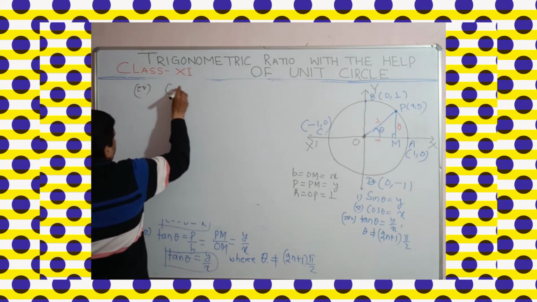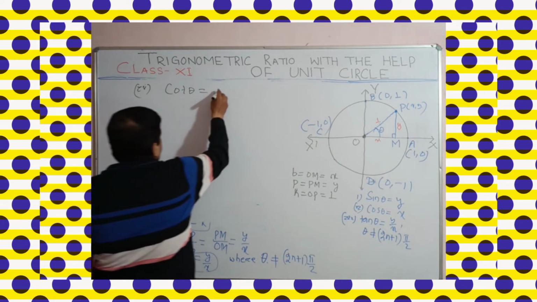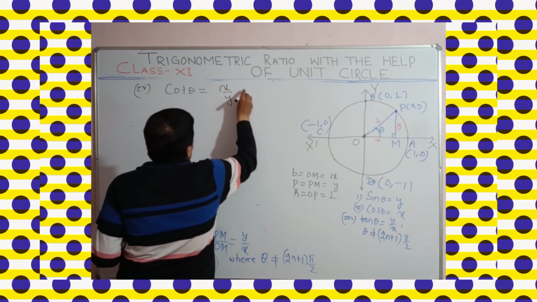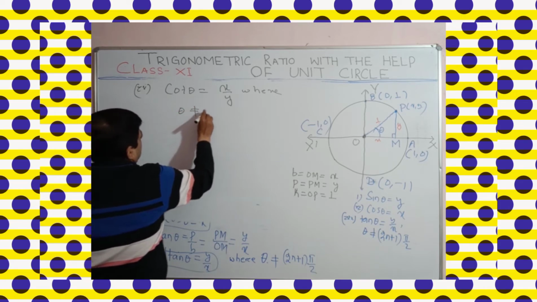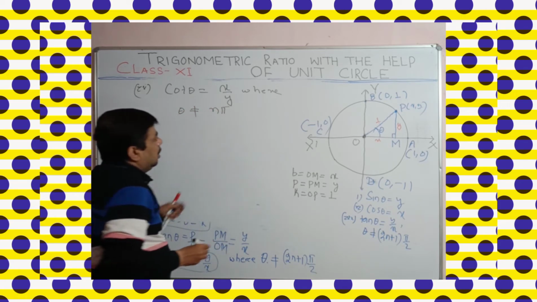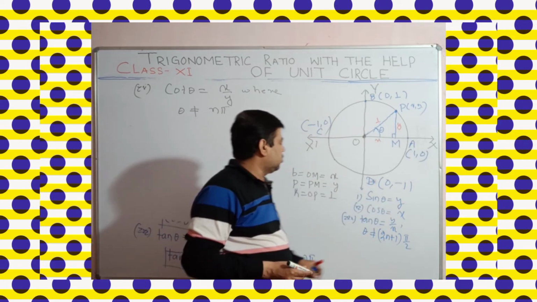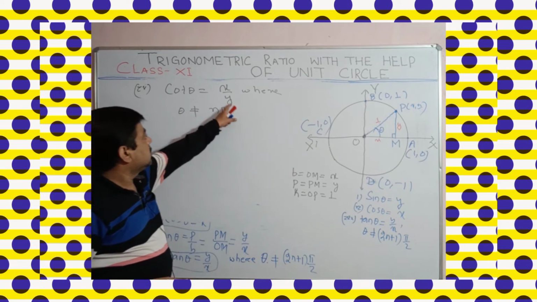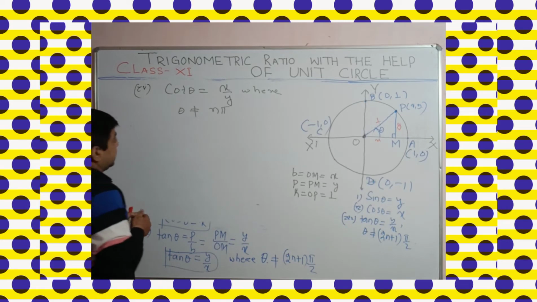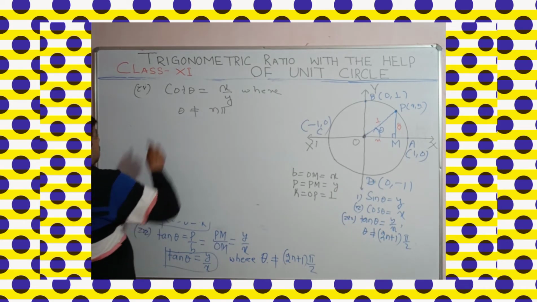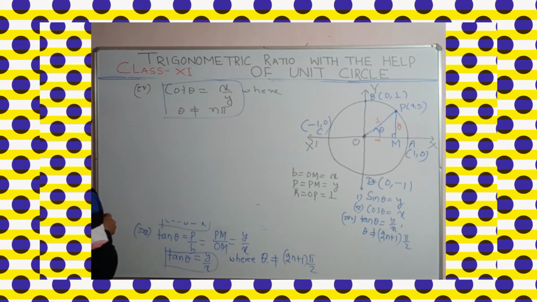Next is cot theta, the reciprocal of tan theta. If tan theta is y by x, then cot theta will be x by y naturally, where theta is not equal to what? n pi. Because if theta is n pi, then sin n pi will be 0, then y will be 0. If y is 0, then in x by y the denominator will be 0, so cot theta is not defined. So, understood? Here cot theta is equal to x by y.